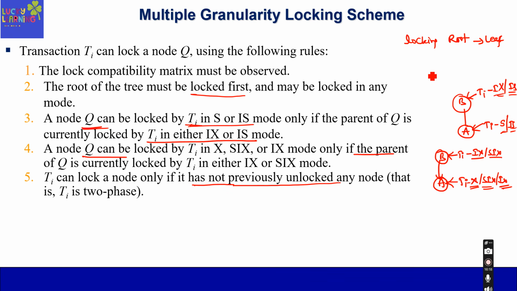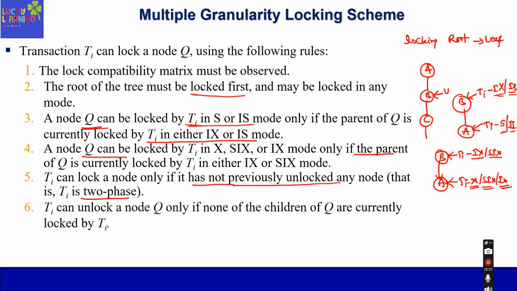And Ti can lock a node only if it has not previously unlocked any node. It means that suppose Ti locked A, then B, then C, and then unlocked B, it never continues with lockings. So first it has to take all the locks, then it has to perform all the unlocks. That's why this multiple granularity locking is also called the two-phase locking protocol.